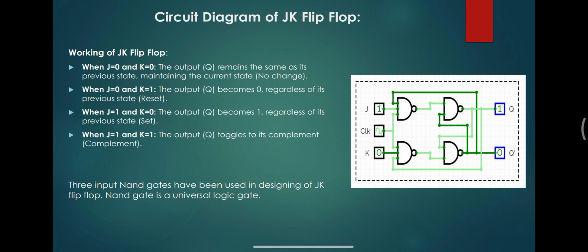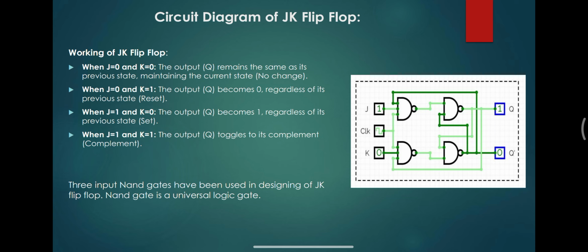Working of the JK flip-flop. When both J and K are 0, the output remains the same as its previous state, remaining in the current state. It means there is no change. If J is 0 and K is 1, the output becomes 0 regardless of previous state: reset. When J is equal to 1 but K is equal to 0, the output becomes 1 regardless of its previous state: set. If both are 1, the output toggles to its complement.